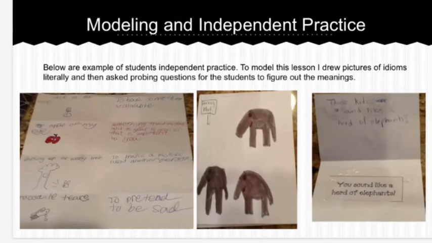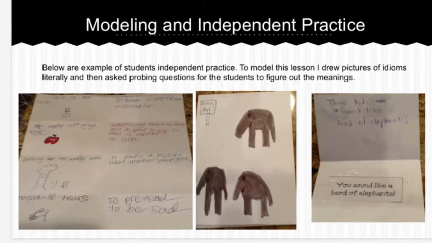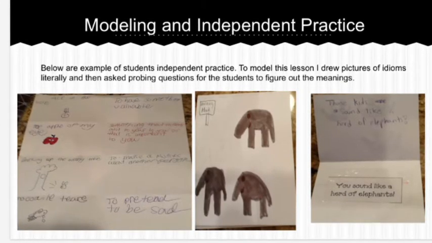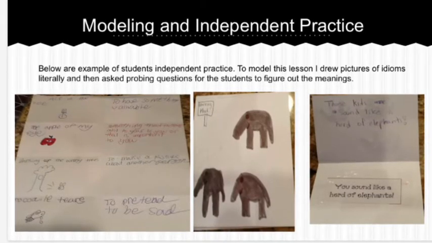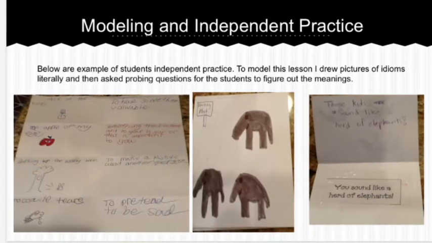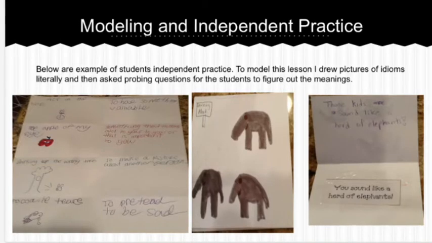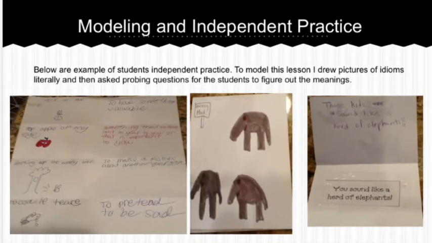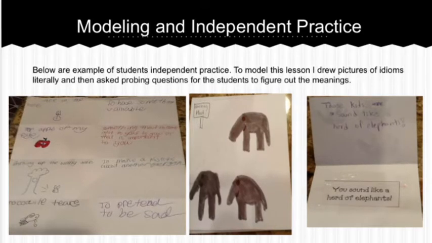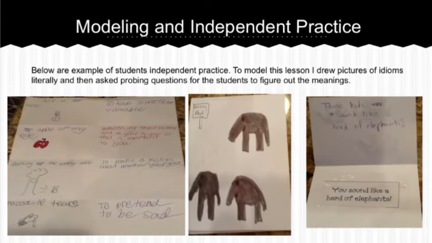Another strategy is modeling and independent practice. Below are examples of students' independent practice. To model this lesson, I drew pictures of idioms literally and then asked probing questions for the students to figure out the meaning. To follow up, the students wrote idiomatic expressions and drew them literally. They then challenged each other to figure out the meaning.